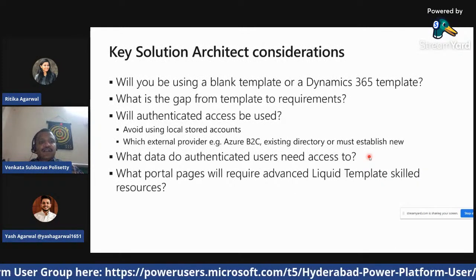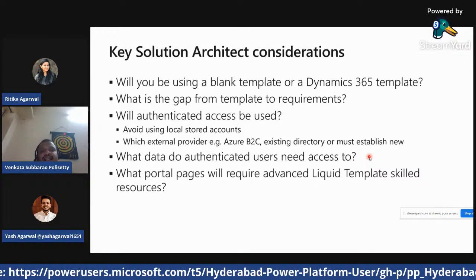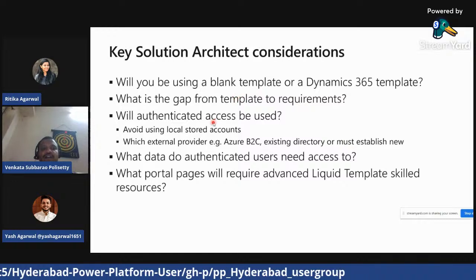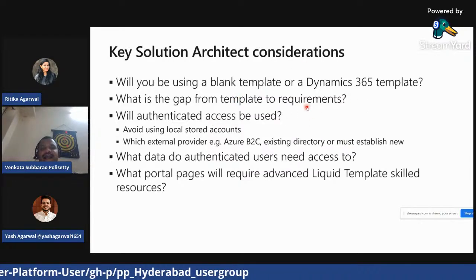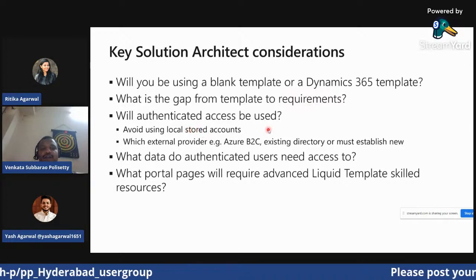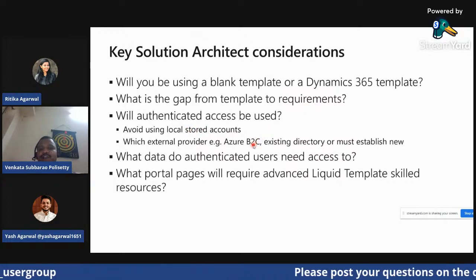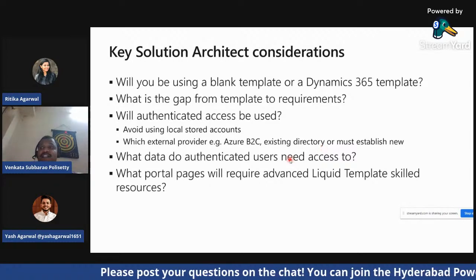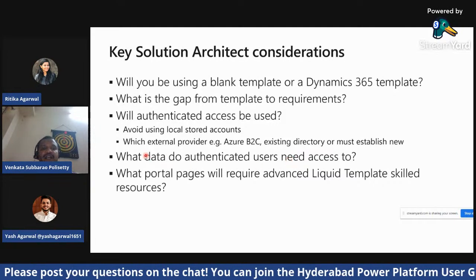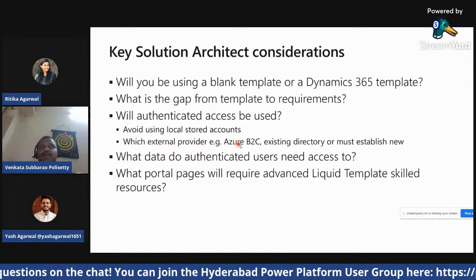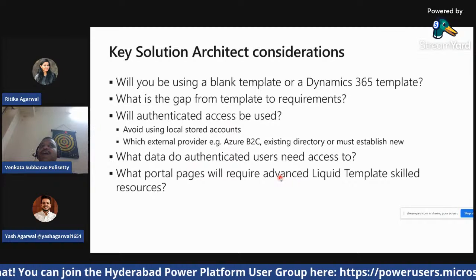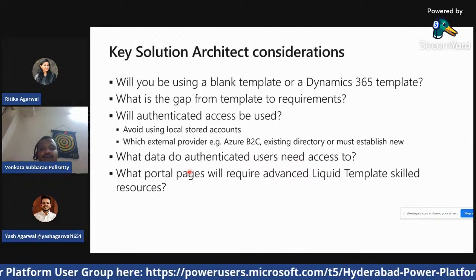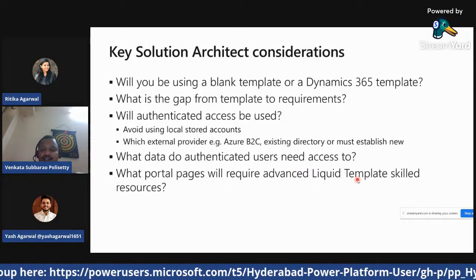So key solution architect considerations are: we should use a blank template, and what is the gap between the template and the requirements? Will authenticated access be used? How are we going to do the authentication, using local storage accounts, or Azure B2C, or an existing directory like Azure AD, or do you have to establish a new architecture? And the data: how you are going to do data modeling, all the data that authenticated users need access to. And portal pages will require advanced liquid template skilled resources.